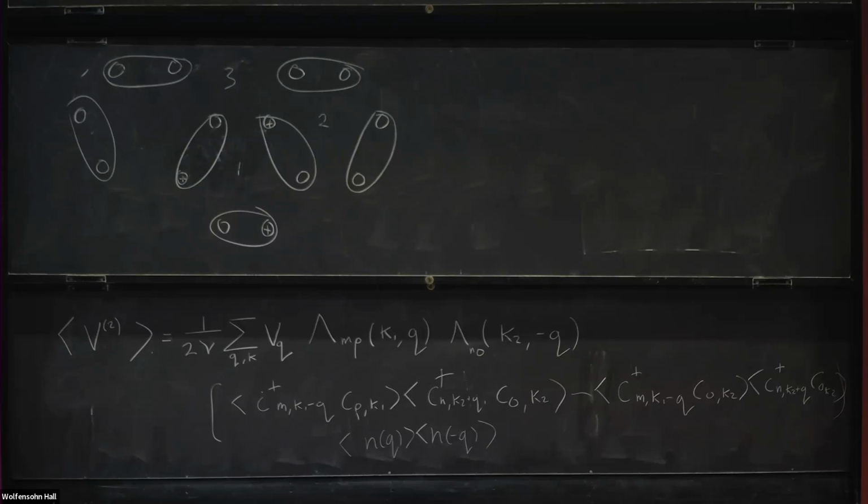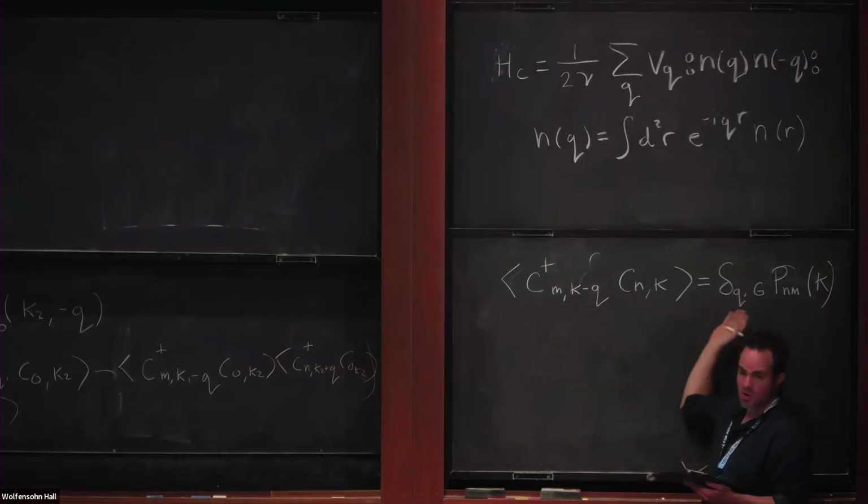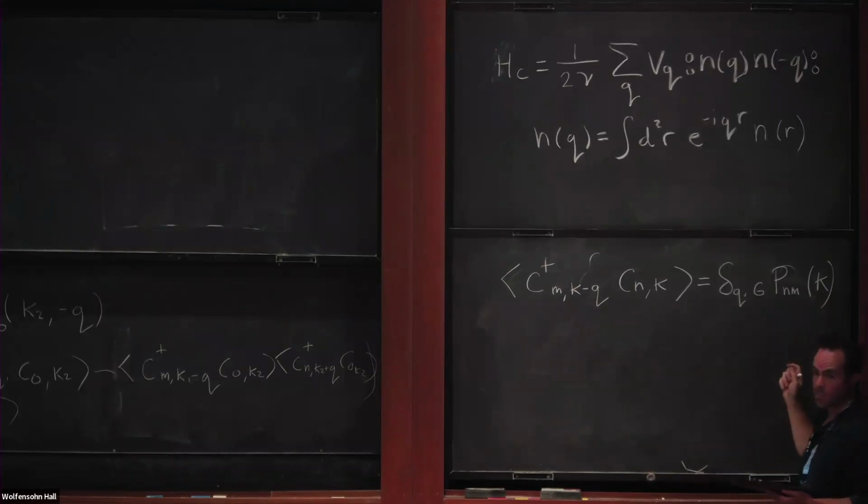If you took a general expectation value like this between two points that differ by Q, it's going to be non-zero only if the momentum difference between them is some reciprocal vector. So I'll write that as a condition that Q needs to be equal to a reciprocal vector G, where G runs over all the reciprocal vectors. And then it could be totally arbitrary, the NM as a function of K. Okay, so this is the assumption that my expectation values preserve lattice momentum.